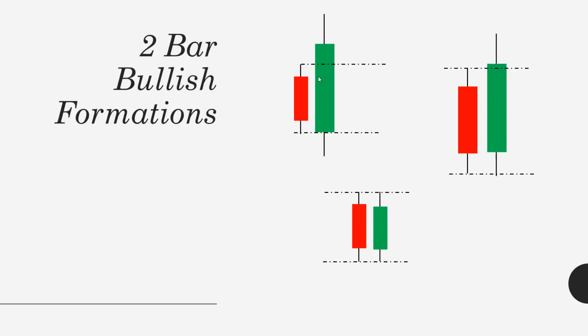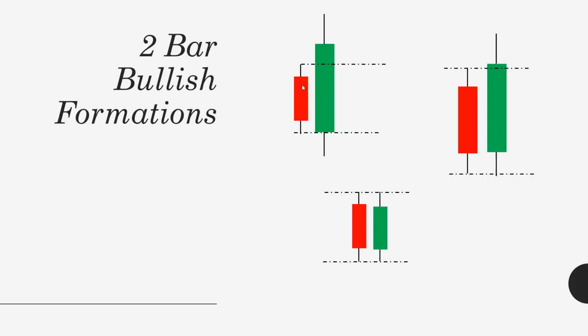Now, let's look at 2-bar bullish formations. And it is very important that you're looking at the second bar in this formation. Jason, does it matter how big the body is on a pin bar or not really? As long as you have the wick and the wick is long, Jason, that's what matters.